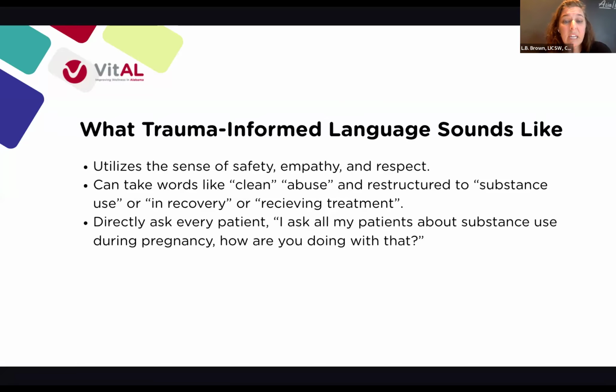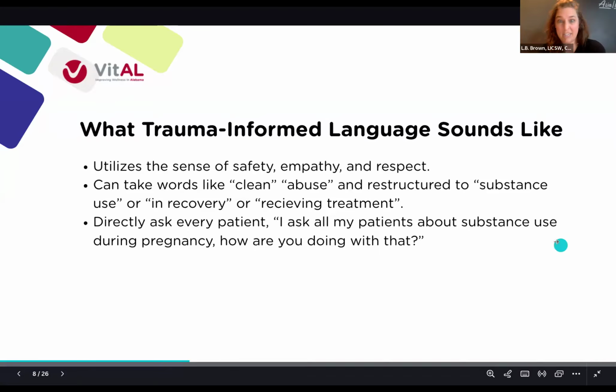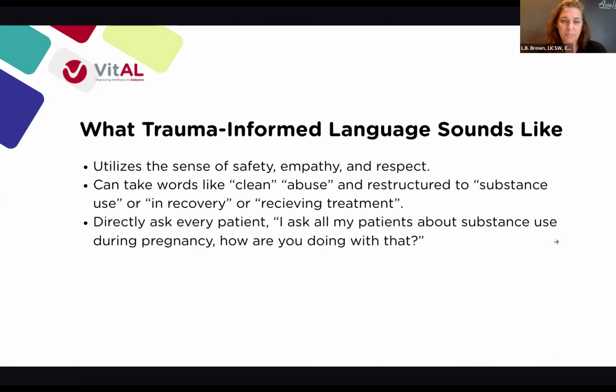And with the universal screening, you're directly asking every single patient, and you're saying, I ask all my patients about substance use during pregnancy. How are you doing with that, right? Which sounds very different than are you using, have you used, things like that. So that's kind of where the foundation is with EXPERT and motivational interviewing.